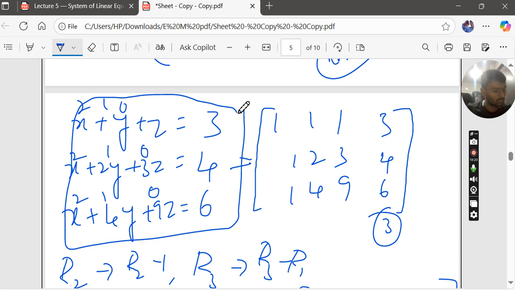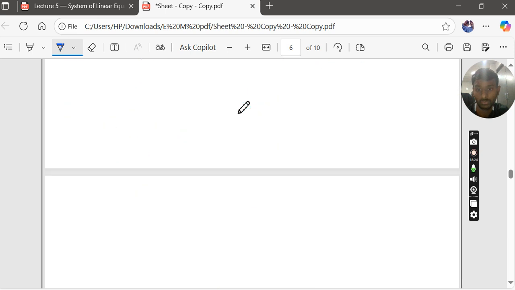We will see some more examples and we will finish this concept here. Then we will move to eigenvalues.